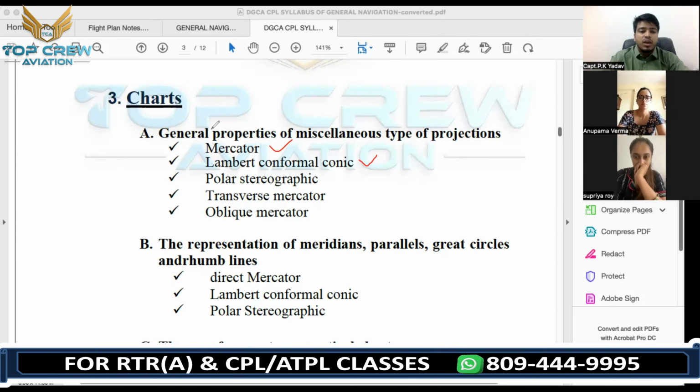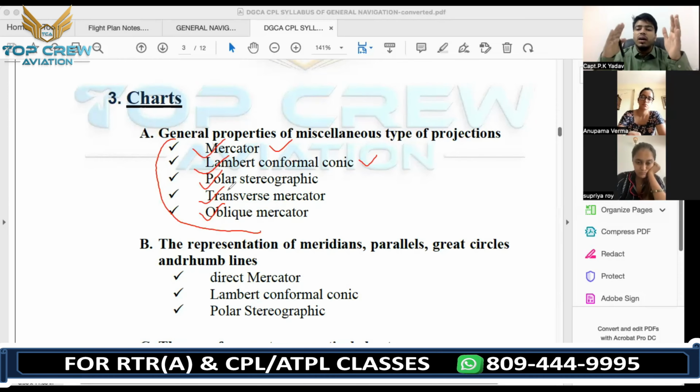Then we came to know about all these charts like Mercator, Lambert conformal conic, polar stereographic, transverse Mercator, oblique Mercator. These have different properties and different directions, and we checked the globe from all points of view. Now we have decided which chart is good for which thing.